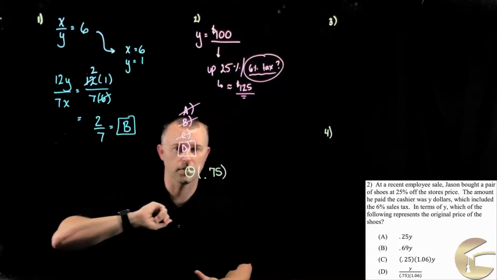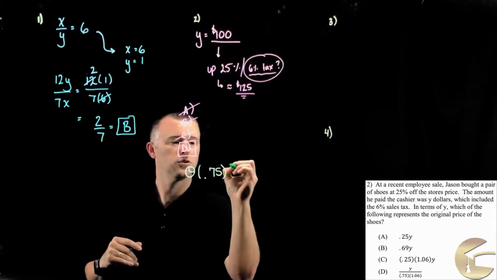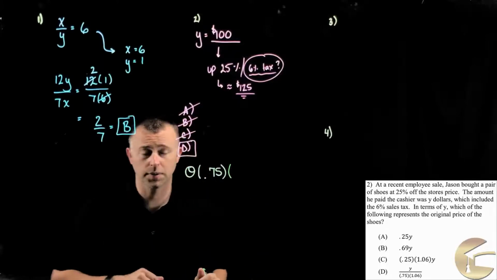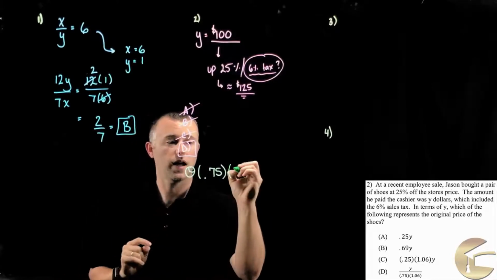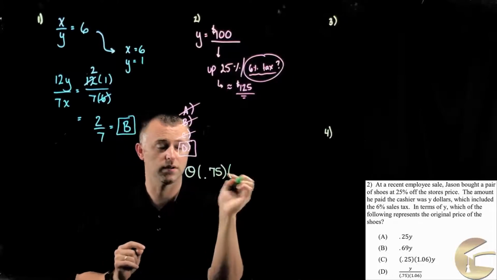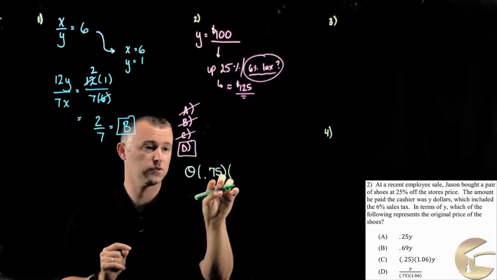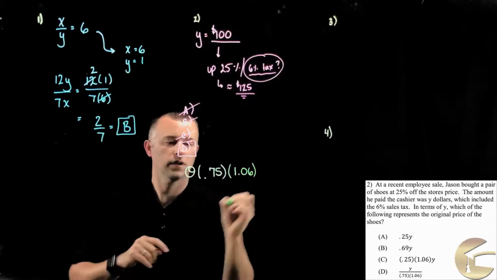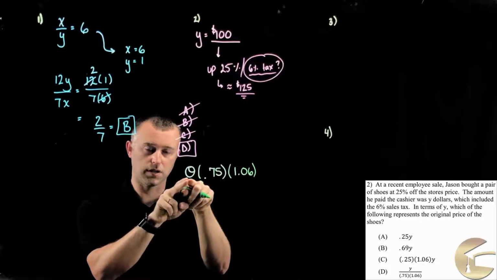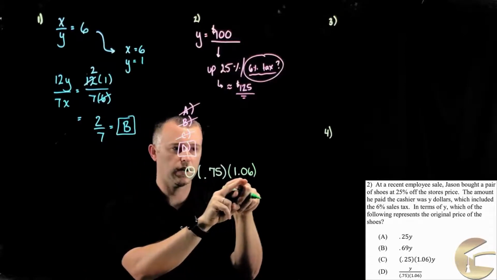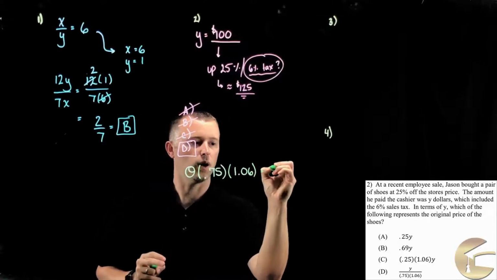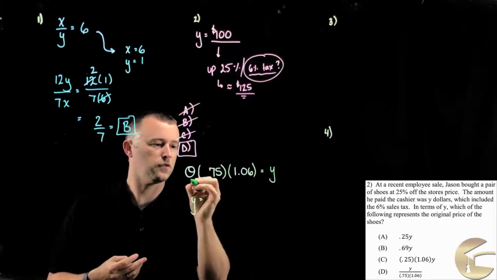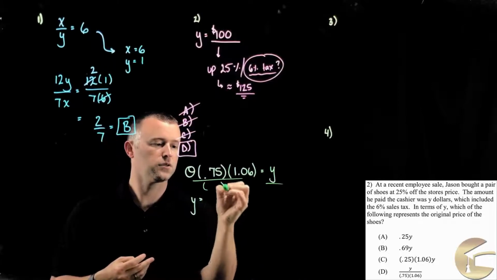We're taking 75% of the price, and then we're going to add 6% of the sales tax onto it. So we're going up 6%. When you go up a percentage, you add that number to 1, whereas this one I subtracted the percentage from 1. This is 1 minus 0.25. This will be 1 plus 0.06, which is 1.06. So when you go to the register, you take the original price, take off 25%, add sales tax. That gives you y.